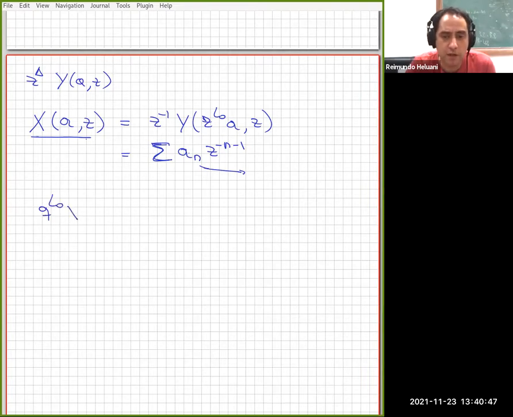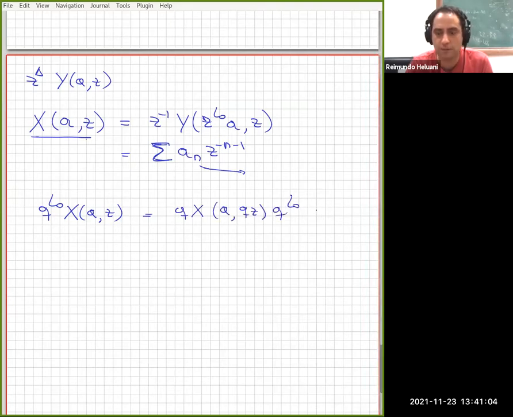with q to the L naught. So when you commute this guy, this doesn't pick up a q to the power conformal weight of a. So this is simply q times X of a, qz, q to the L naught. So that's one identity we'll need.